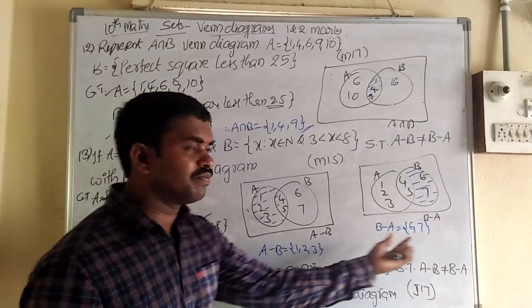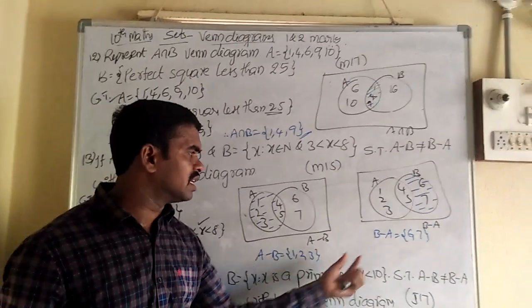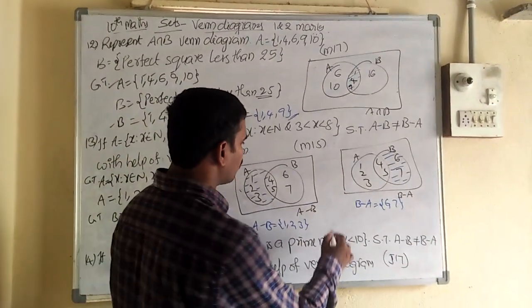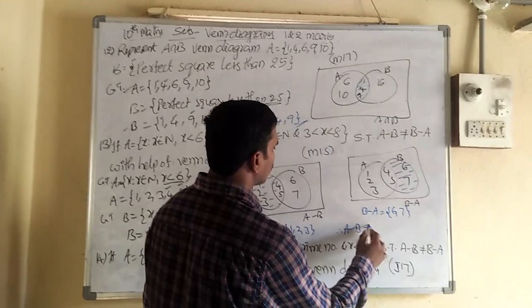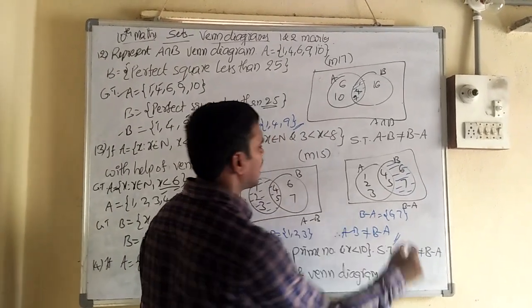Now tell me, are both the same? A minus B means 1, 2, 3. B minus A means 6, 7. Therefore, A minus B is not equal to B minus A. Hence, proved.